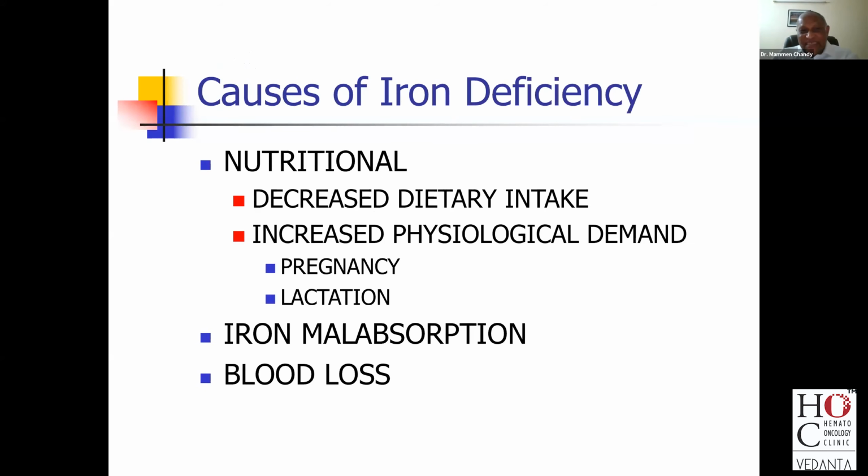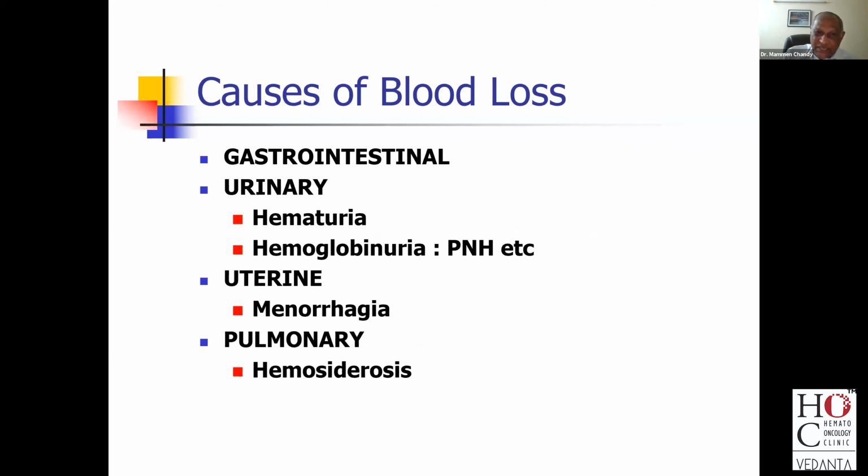So these are the causes of iron deficiency: nutritional, iron malabsorption, and blood loss. Where can you lose blood from? From the gastrointestinal tract. That is the most common cause, right? Urinary, uterus, and the rarest cause is pulmonary hemosiderosis.